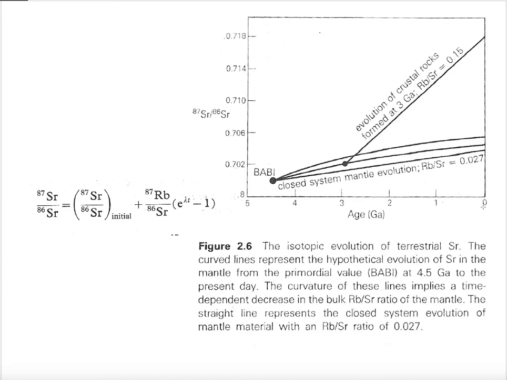Then you can collect your rock sample, and you can measure the 87 strontium to 86 strontium ratio. Then you have the initial ratio, that is this ratio here of 0.7, something like this, yeah? And then you have the decay from rubidium to strontium. This you can also measure and put into this formula.